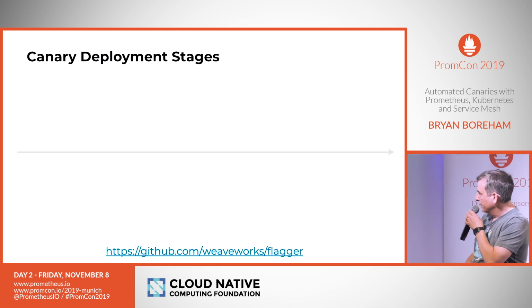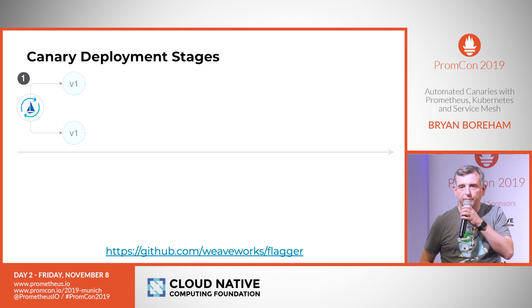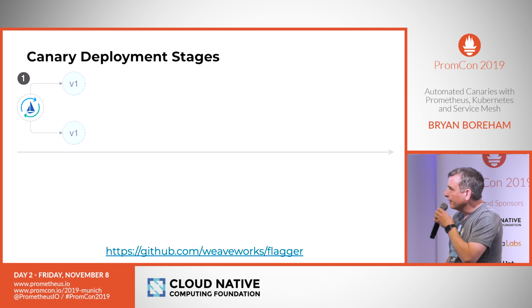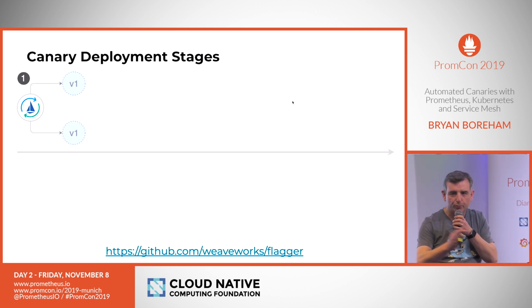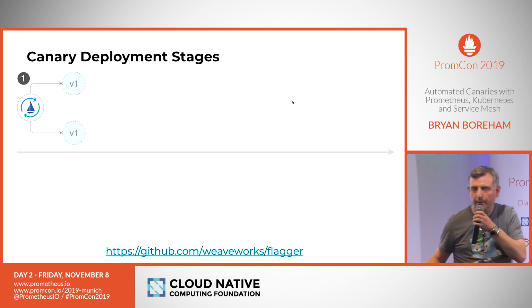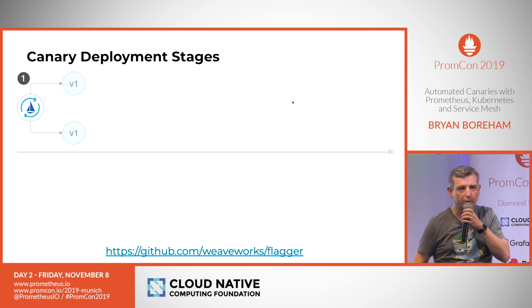I have this little diagram here. We're going to walk through the stages. So we start off. We've got version 1 running, and version 1 is receiving all of the traffic, and the traffic is coming in through a service mesh, something that can redirect the traffic. So we need something like Linkerd or an Istio. See what I mean? You get all the toys.